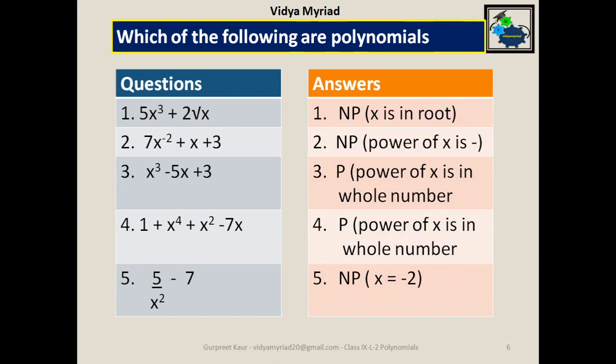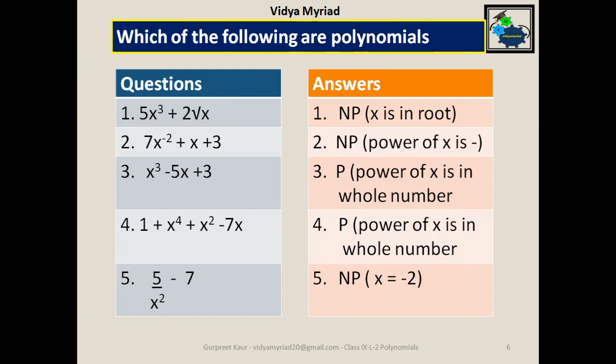Now here you see, first one, 5x cube plus 2 root x. I said that if your variable is in root, then it will be considered as not a polynomial. Now 7x raised to power minus 2. Here in the first step itself I came to know that the power is negative, so I will directly write it is not a polynomial.